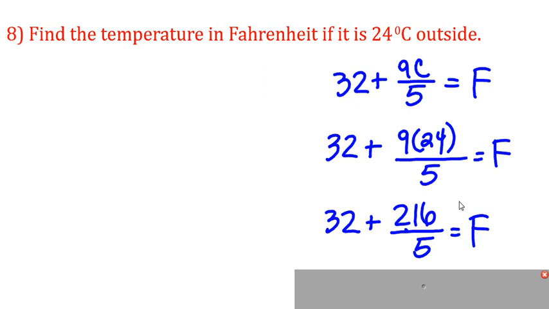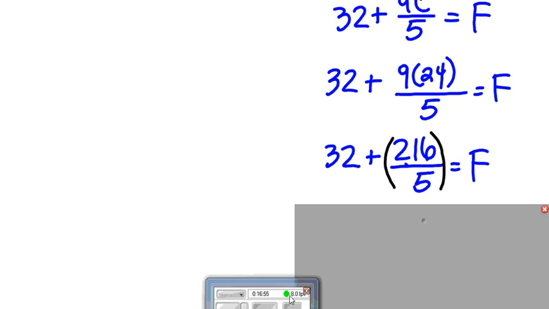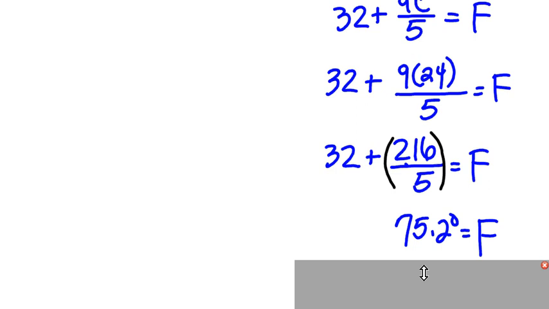Well, we know 216 and 5 do not have common factors, so we'll have to get a calculator to help us figure out the approximate temperature in Fahrenheit. And again, remember, doing it in the calculator, use parentheses around your fraction. So we could do 32 plus the quantity 216 over 5, and that would give us 75.2 degrees Fahrenheit.